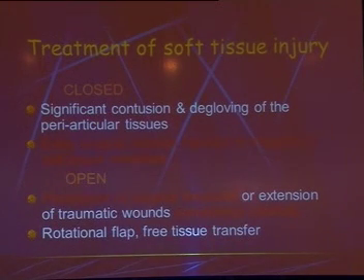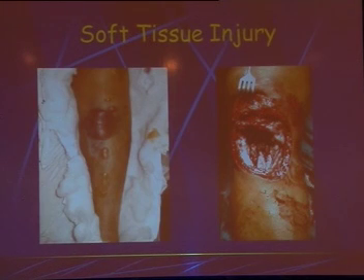The treatment of soft tissues: early surgical incision is harmful to the integrity of the soft tissue envelope, and placement of surgical incision is to be considered carefully, and you have to be prepared for rotational flap or free tissue transfer. This is an example of a closed complex tibial fracture and an open fracture.